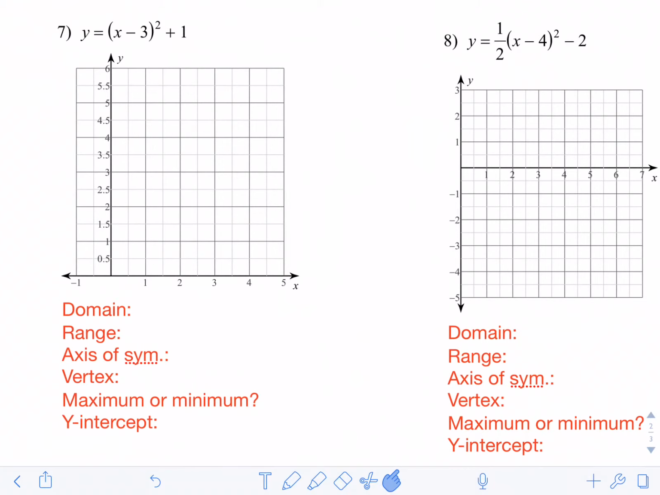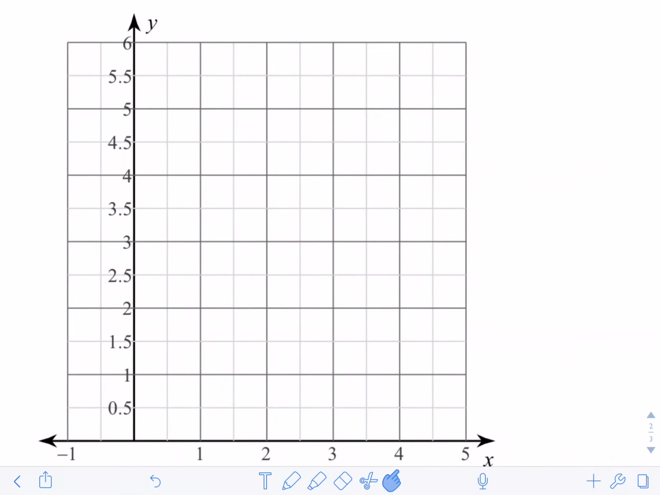So I have 1, positive 5, and I'm going to zoom in on this. Alright, so we have 1, positive 5. So there's my first point. We have 2, 2. So there's 2, 2. I have 3, 1. So there's 3, 1. 4, 2, and 5, 5. So 5, 5. Let me go ahead and connect these dots.